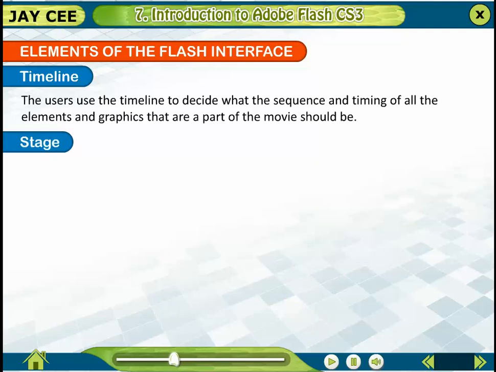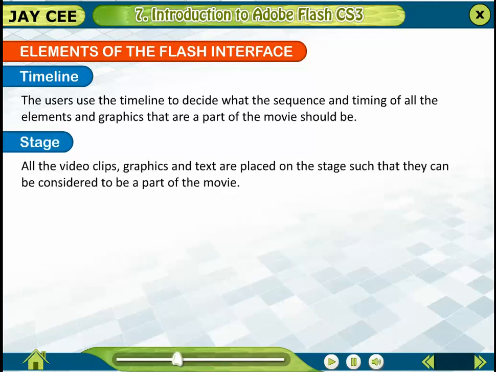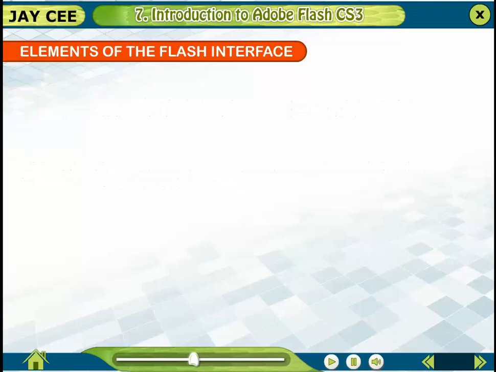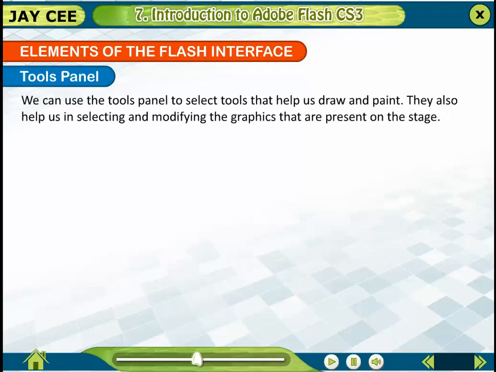Stage. All the video clips, graphics, and text are placed on the stage such that they can be considered to be a part of the movie. Tools panel. We can use the Tools panel to select tools that help us draw and paint. They also help us in selecting and modifying the graphics that are present on the stage.